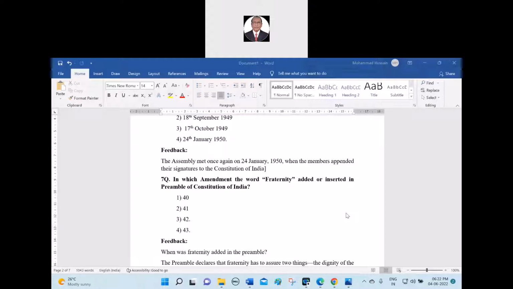If you know it, you tell me. If you don't know it, you say pass. I think it is the 42nd. The 42nd amendment is a complicated amendment.